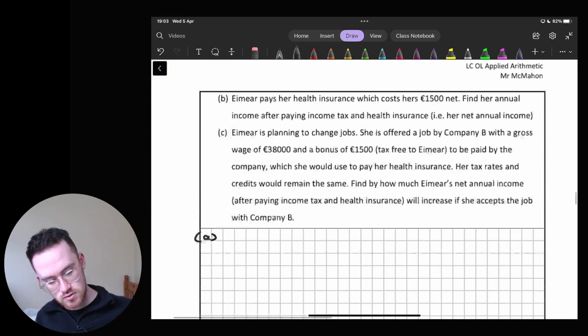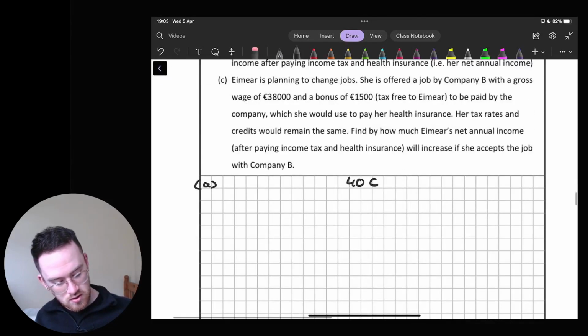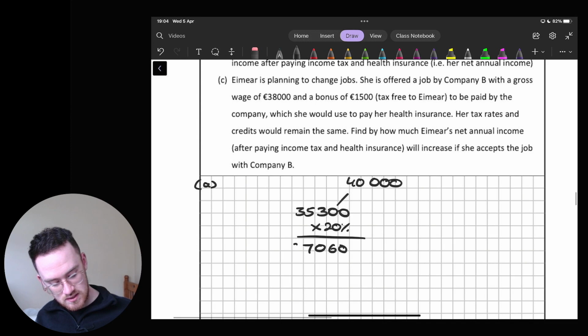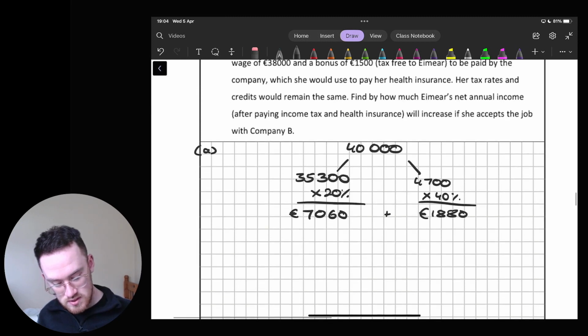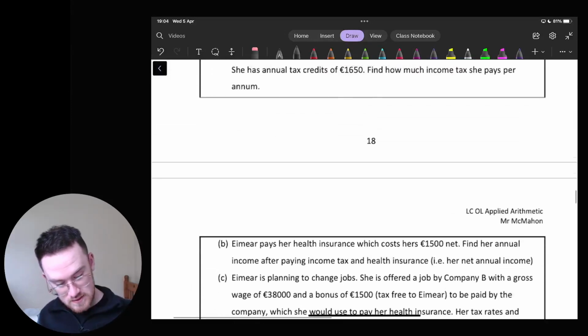So let's have a look. So her total income is 40,000. Her standard rate cutoff point was 35,300, and that was at 20%, which we've seen before was 7,060. What's left over then is going to be 4,700, and that's going to be at the 40%, and that gives me 1,880. I can add those together to get her gross tax. So her gross tax is 8,940. I take away the tax credits. Her tax credits are 1,650.